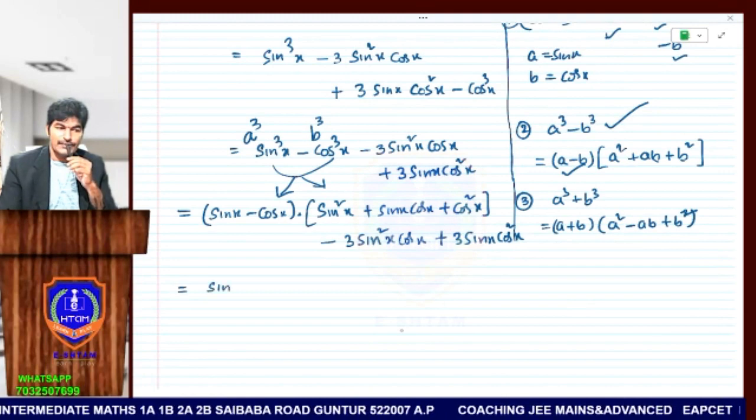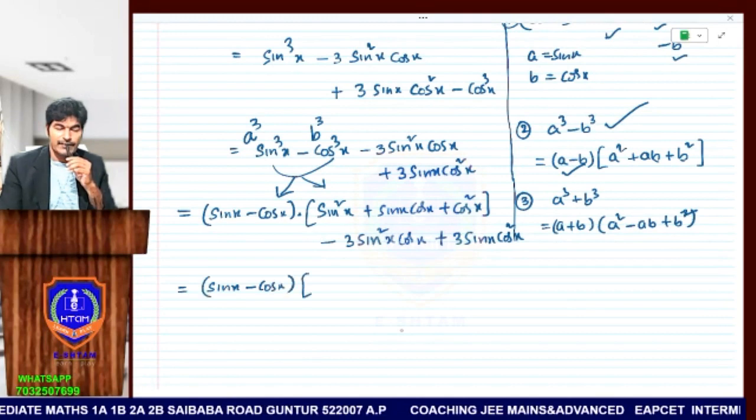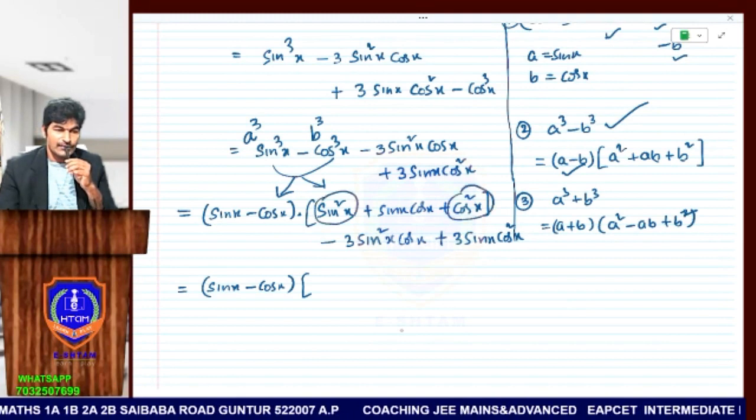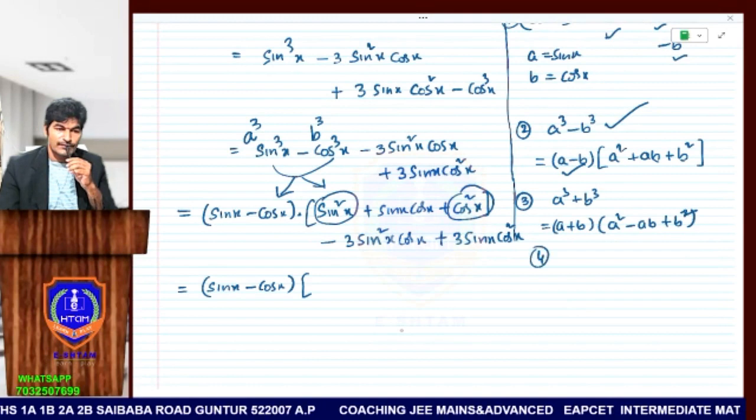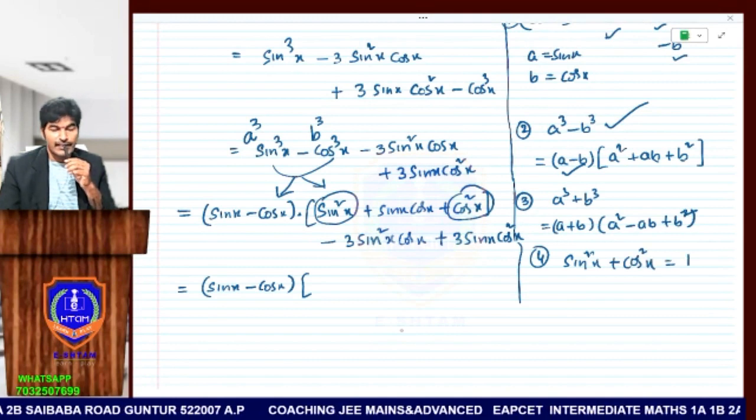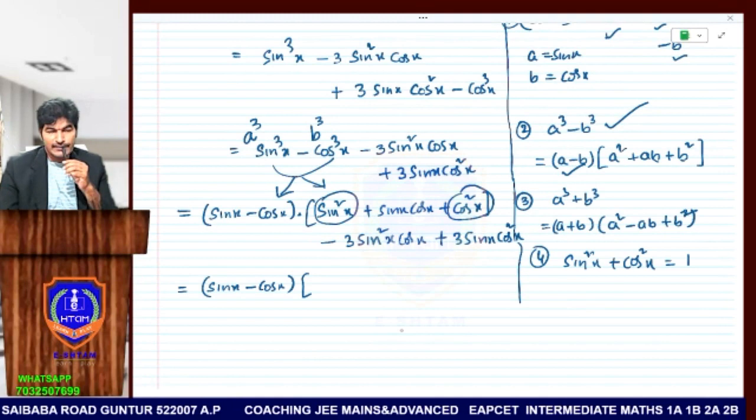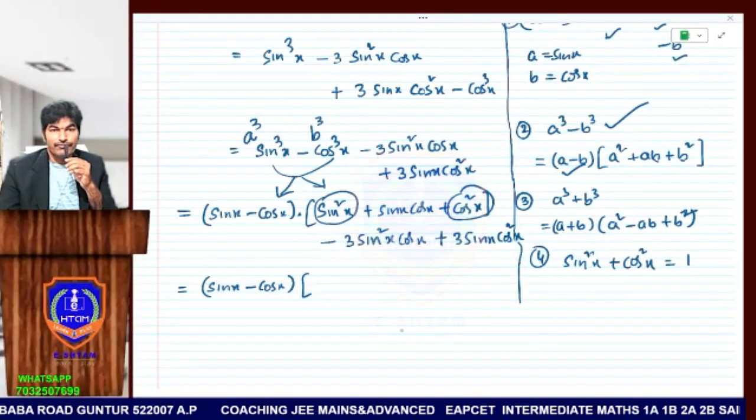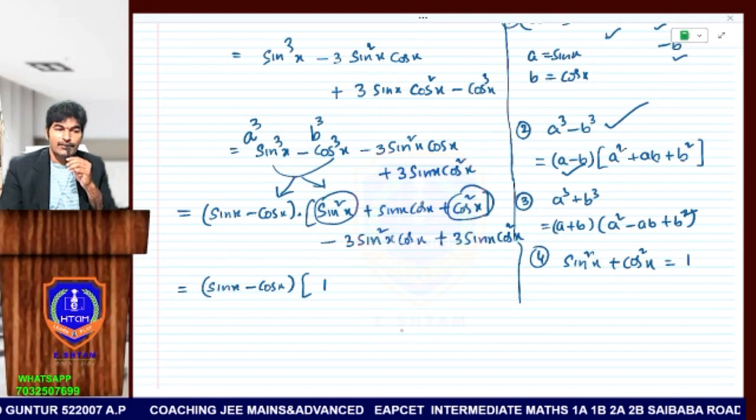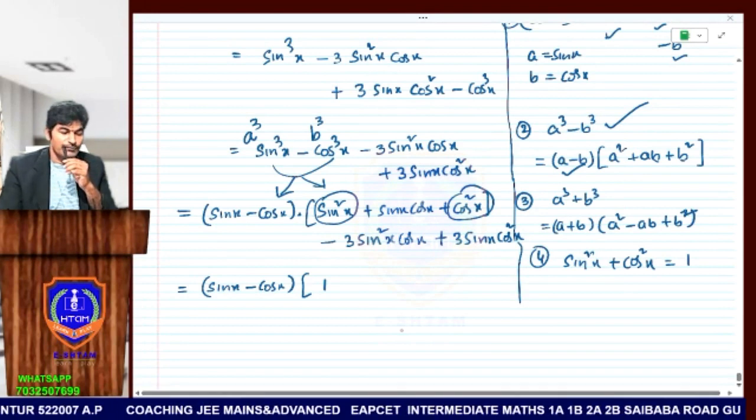Now, the first thing is same: sin x minus cos x multiplied by, look at these numbers, sin square x plus cos square x. How much is it? For any x, you can replace this x with any number, even infinity also, it was 1. Understood? Then it will be 1. For those two terms, I just wrote 1.